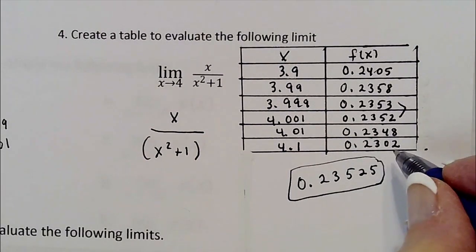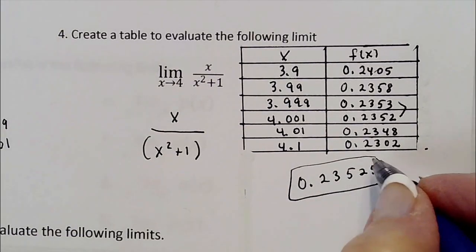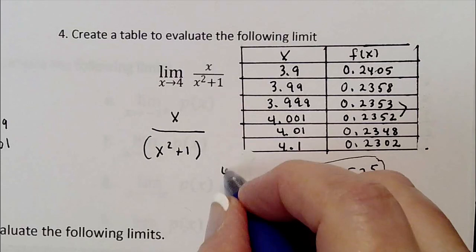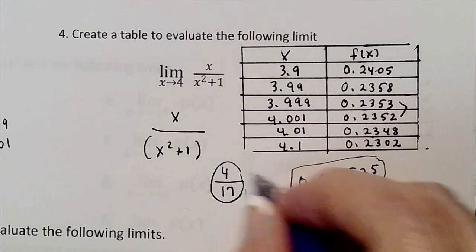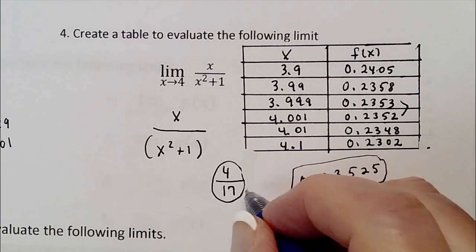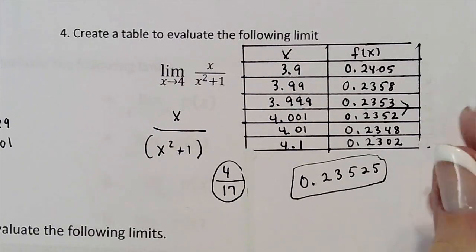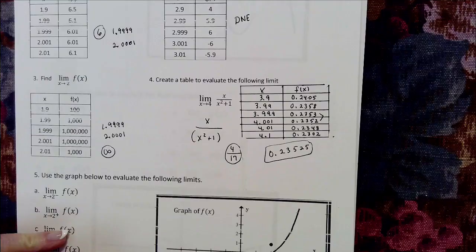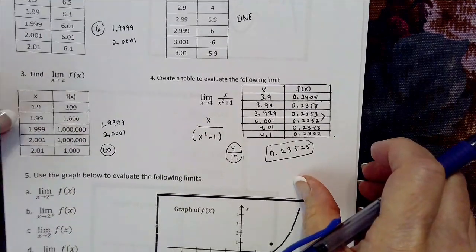Now, one of the things you can also try is see how close this number right here is to what I get if I just plug in a 4. So if I plug in 4, I get 4 over 16 plus 1, which is 17. Then we can compare these two numbers. If I take 4 and divide by 17, you're going to find that it's very close to this number. Okay? All right, the next one we're going to do is the graphs on number 5.